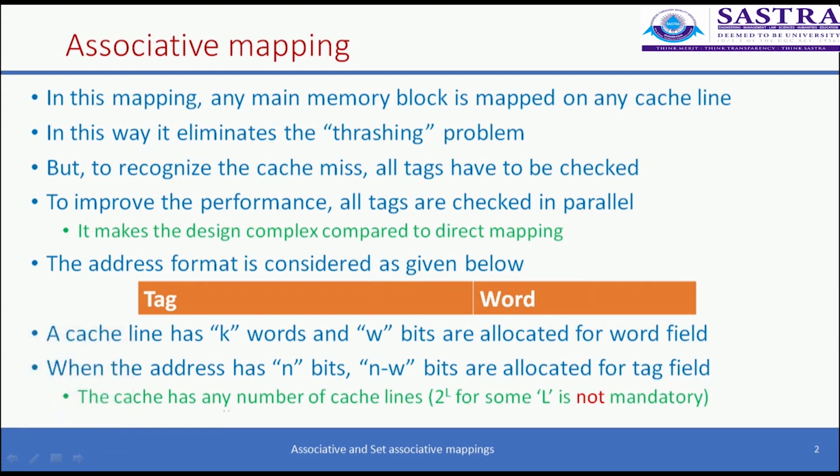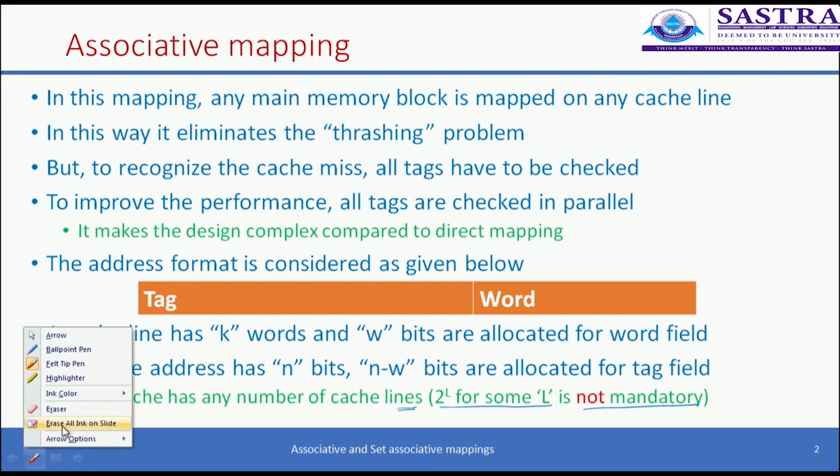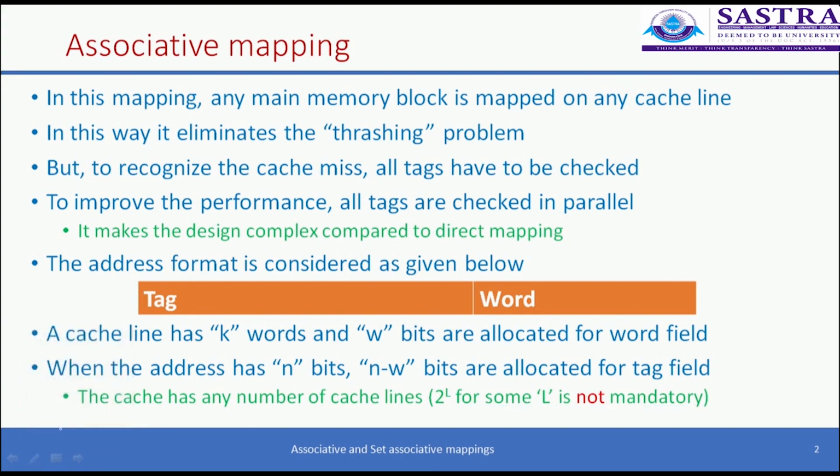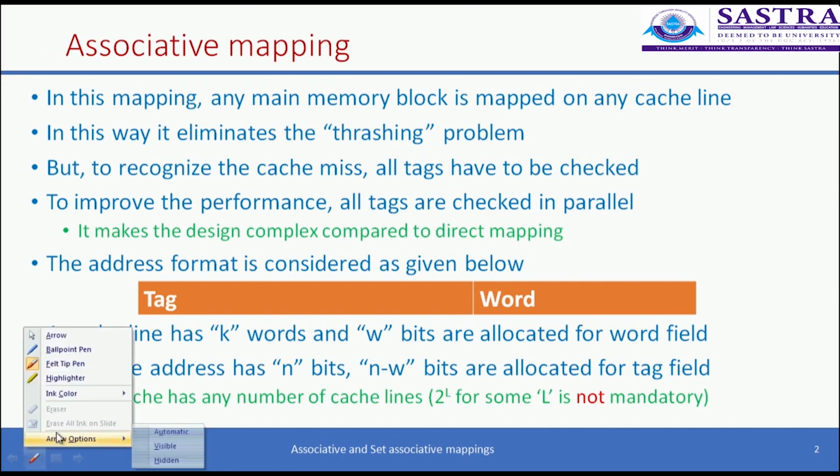The cache has any number of cache lines. 2 power l for some l is not mandatory. In direct mapping, the number of lines should be 2 power some positive integer, but in fully associative mapping that is not mandatory. The cache may have 5 lines or 50 lines or 500 lines or any number of lines.